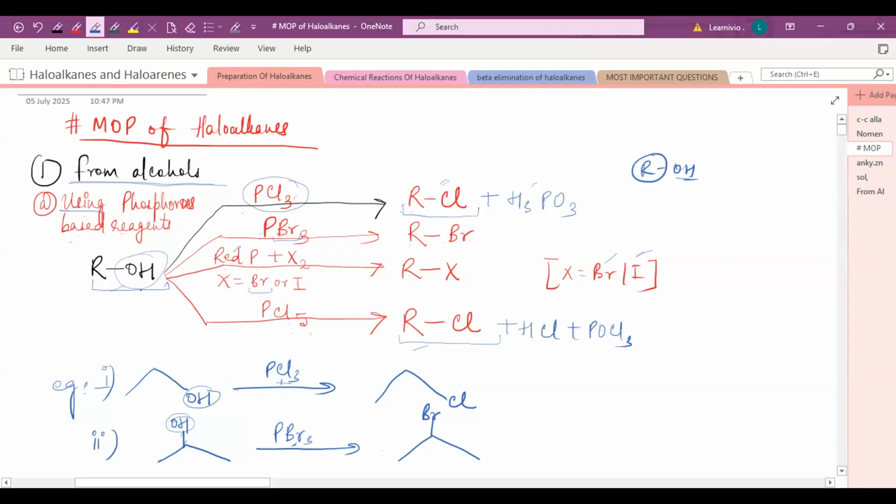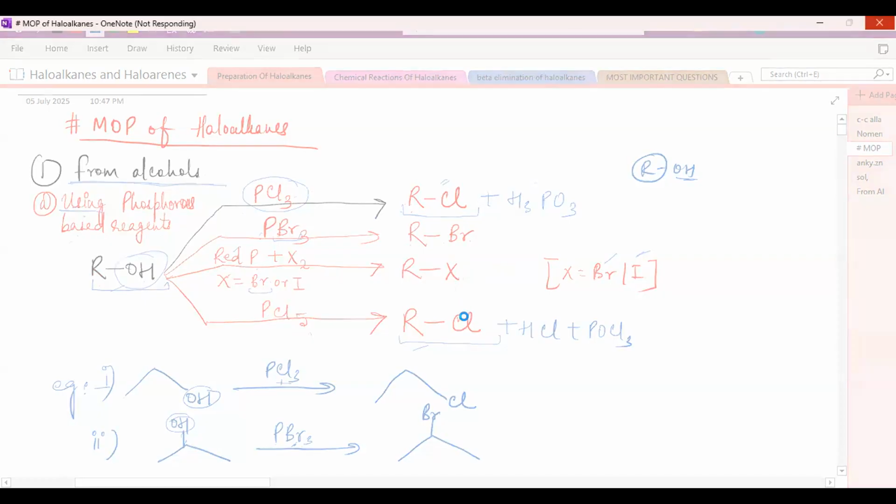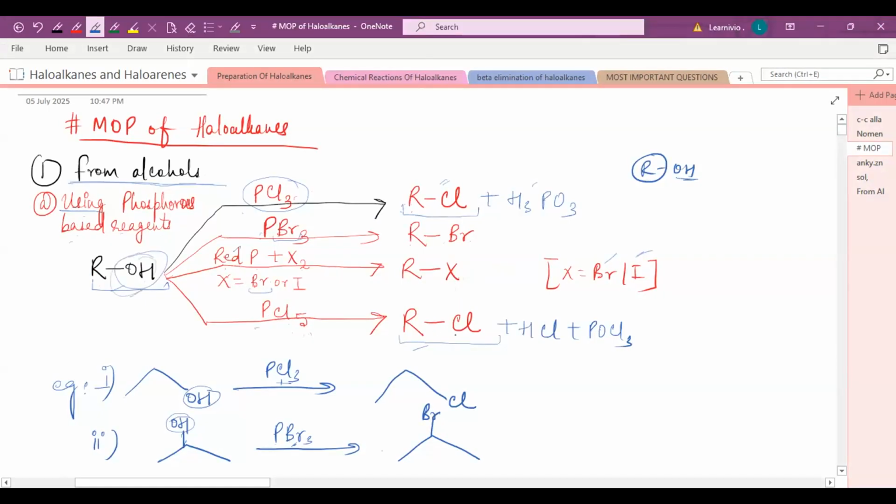Similarly, the next is ROH. When you treat the alcohol with PCl5, again this OH will be replaced by chlorine, and you will get RCl. That's very important. So these are different reagents. When we treat these phosphorus-based reagents with the alcohol, you will get the corresponding halide. That's one method of preparation.